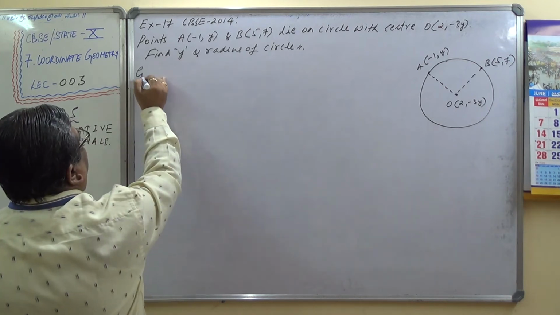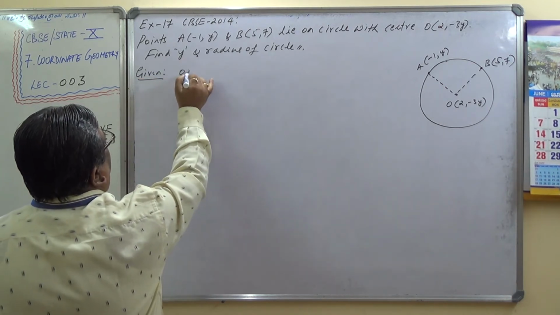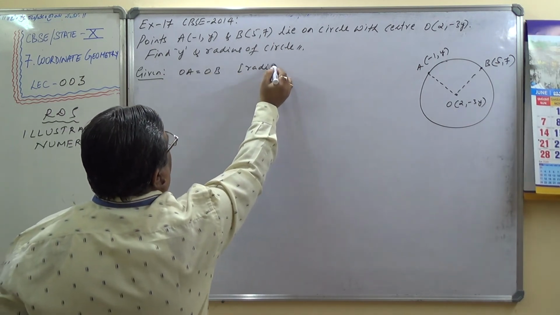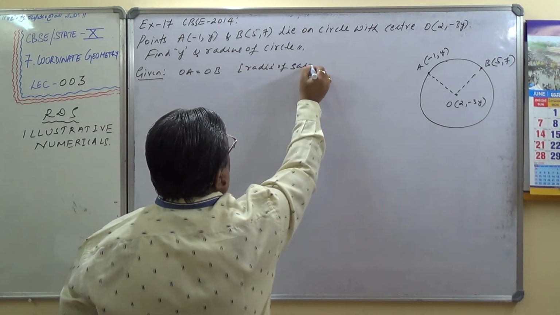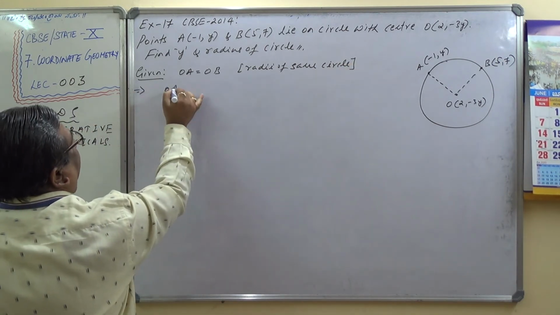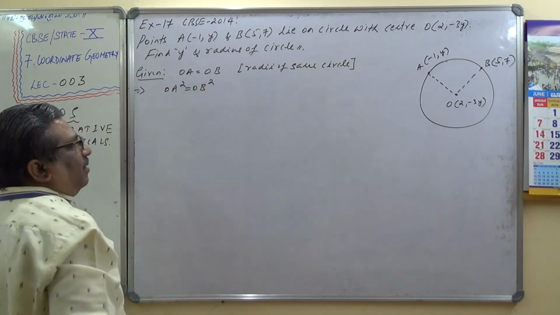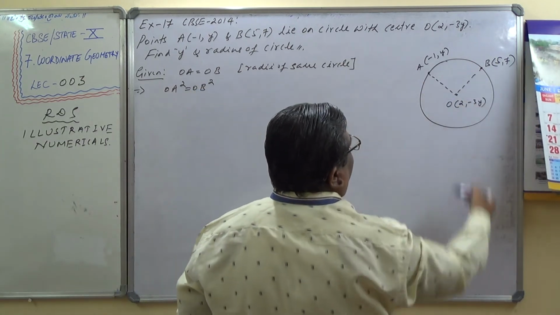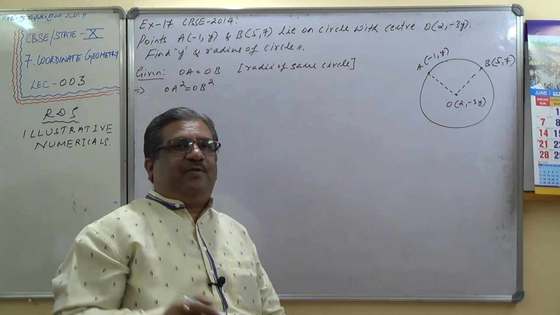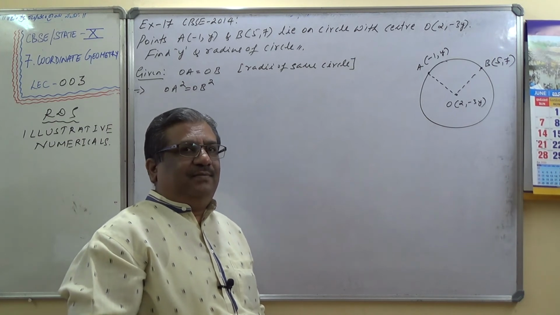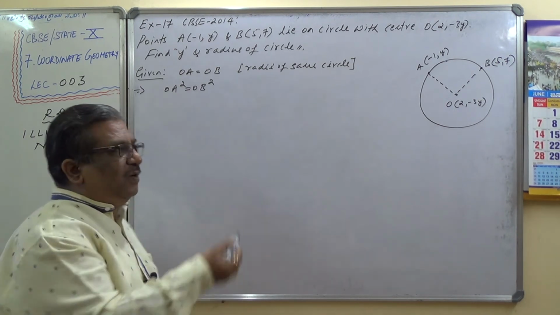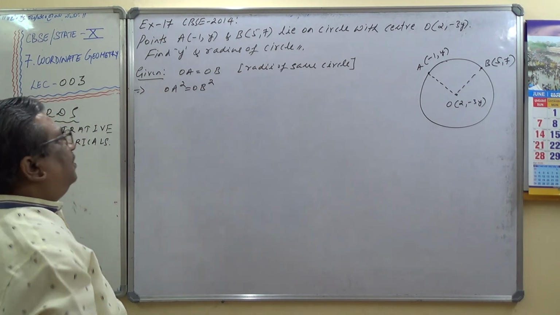From the diagram given, OA equals OB, radii of same circle, implies OA square equals OB square. Now, how many unknowns are there? One unknown. So, in one step we should be able to get the answer. Correct or not? If there are two unknowns, two equations are required. Here only one unknown, so one equation is required. We should be able to solve this.